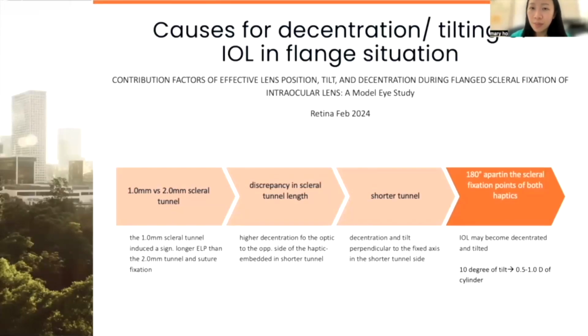We have to make sure that both sides of the tunnels are of equal length. So usually we will mark the site of entry of the needles and also the site of exit of the needles to be 2 mm apart, so that if one side is longer and the other side is shorter, the IOL tends to kink towards the side with a longer tunnel, because the force there is stronger, and it also causes decentration and tilting. With the shorter tunnel side, there would be a tendency for vertical tilting of the IOL, so it in fact would affect the overall optical outcome.